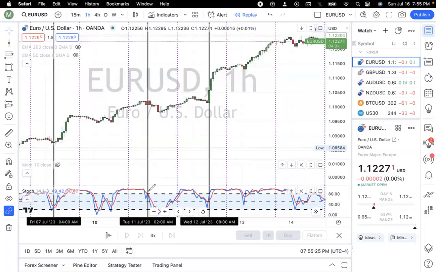Here's an example here. Even though it was a green candle, we can see that the red line overtook the blue line, and that the market crossed back down below the 80% line. And then we had some selling here. It looks small, but that's a good amount of pips.